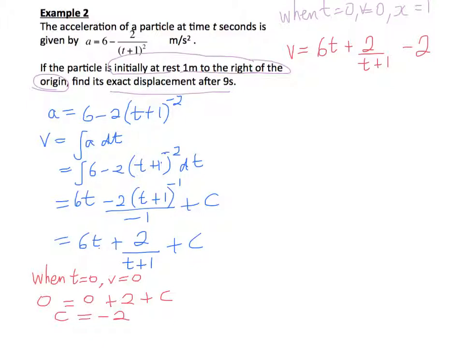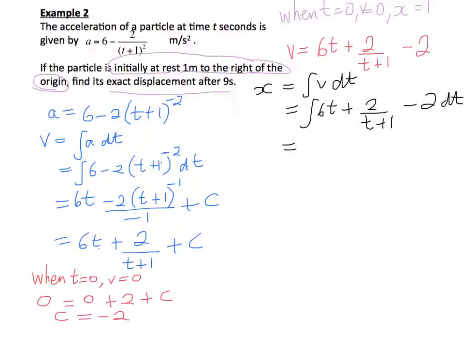minus 2. Alright, so we've got our expression for our velocity, but we want to find displacement. So we need to integrate again because velocity is the derivative of displacement. So displacement is going to be the integral of velocity. So change colour again. X is going to be the integral of velocity with respect to time. So that is the integral of 6t plus 2 on t plus 1 minus 2 dt.